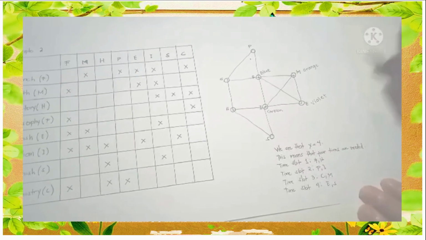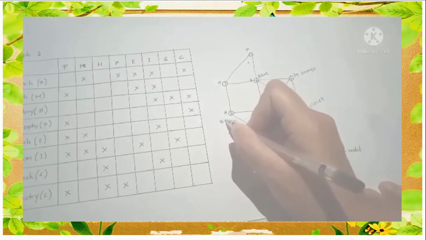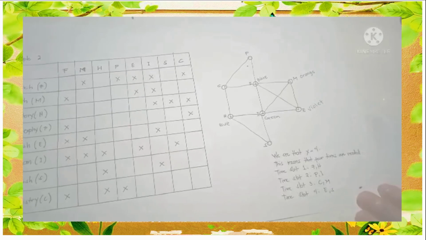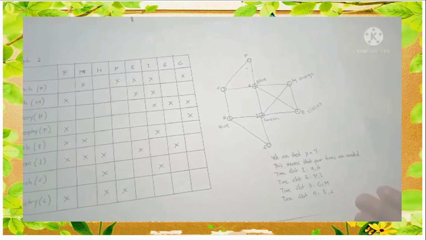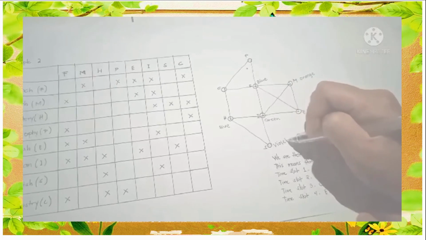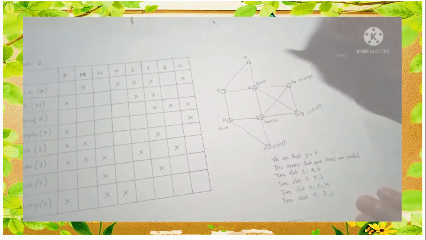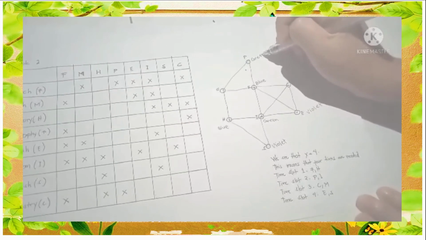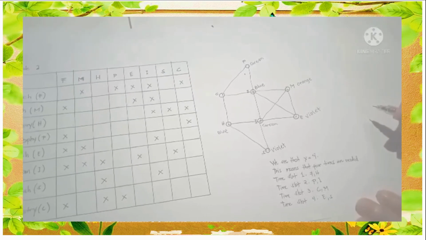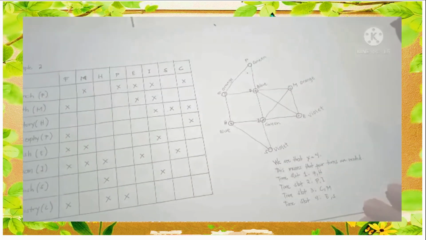Next is history. It cannot be green, so it can be blue. Next is Spanish. It cannot be green or blue, so it can be violet. Next is philosophy. It cannot be blue, but it can be green. The last is chemistry. It cannot be green or blue because they are connected, so it can be orange. So that's all. Thank you.